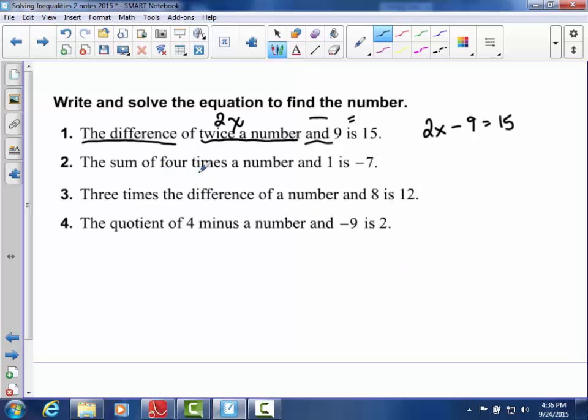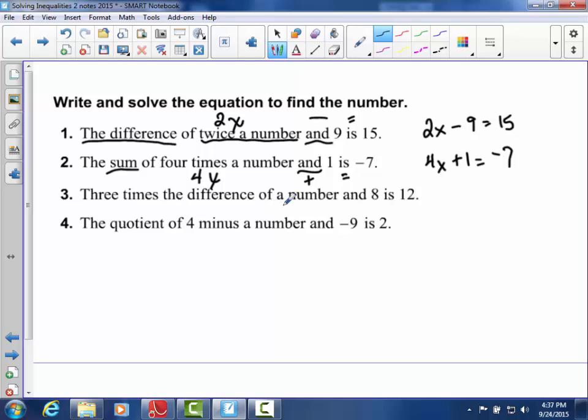Okay, the sum of 4 times a number and 1 is -7. Sum tells us to add. We look for the word and. So that's where our plus sign is going to go. 4 times a number, like 4x, is equals -7. So we put that together and we have 4x plus 1 equals -7.